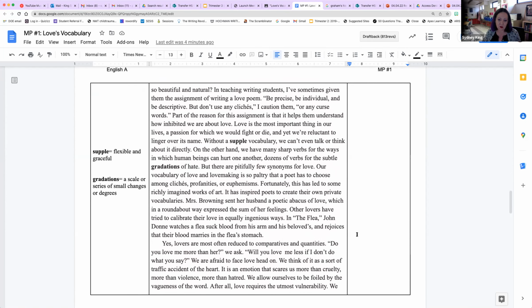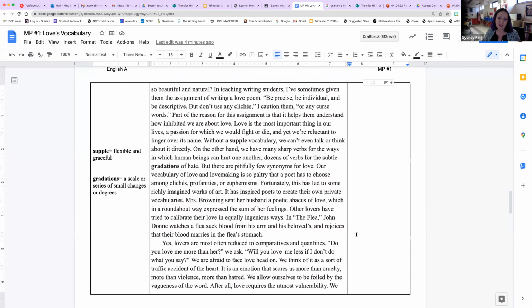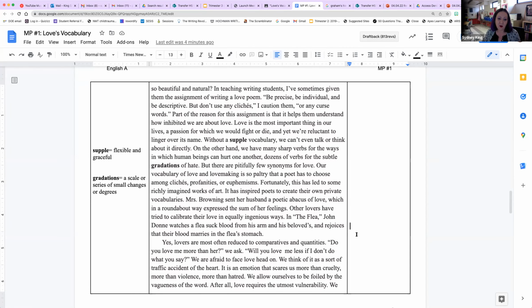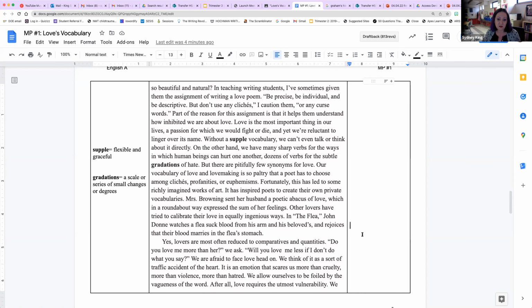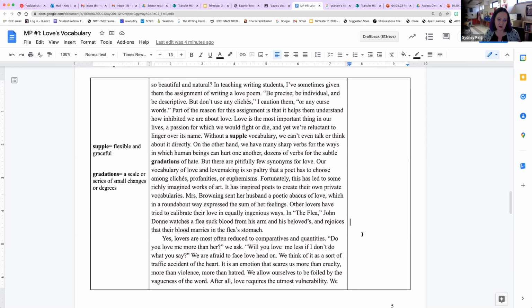In teaching writing students, I sometimes give them the assignment of writing a love poem. "Be precise, be individual, and be descriptive, but don't use any cliches," I caution them, "or any curse words." Part of the reason for this assignment is that it helps them understand how inhibited we are about love. Love is the most important thing in our lives, a passion for which we would fight or die, and yet we're reluctant to linger over its name. Without a supple vocabulary, we can't even talk or think about it directly.